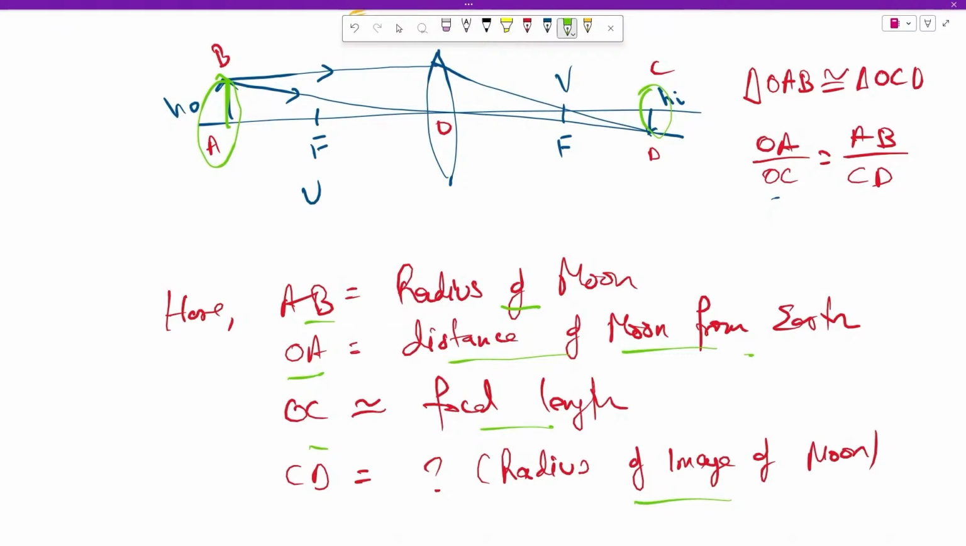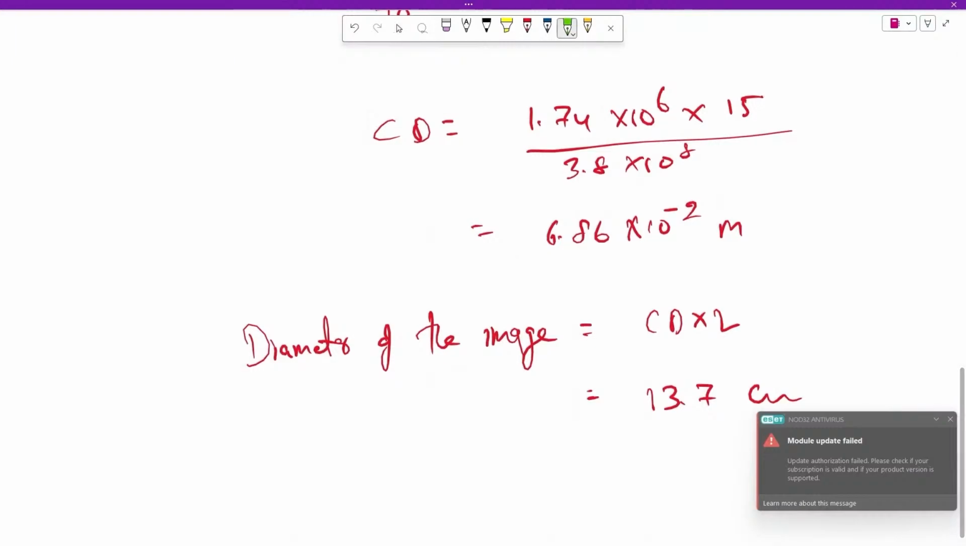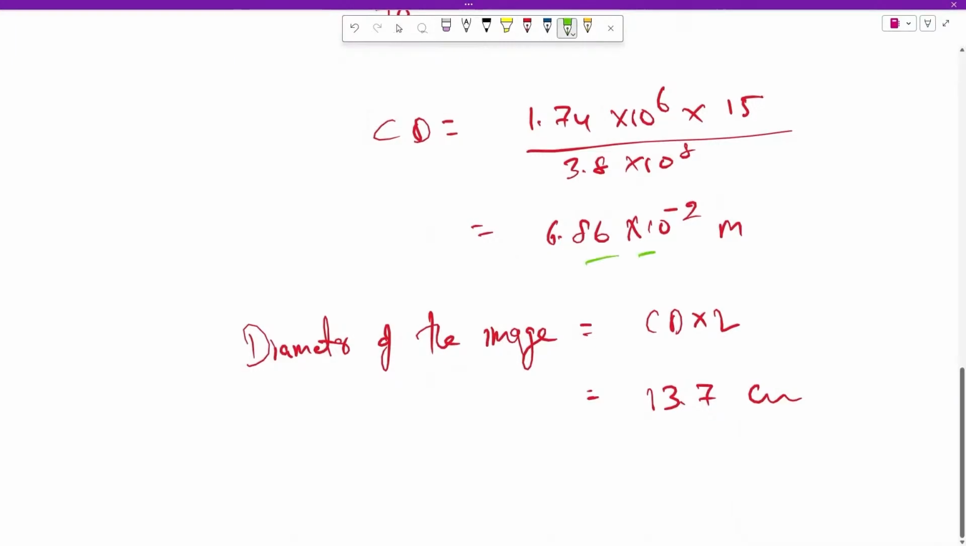And from the property of similar triangles, using this ratio, we can easily calculate the value of CD, that is unknown over here, that is the radius of the image of the moon. So substituting the values, we will get a value of 6.86 into 10 to the power minus 2 meter. So we can easily calculate the diameter of the moon now. The diameter of the moon would be equal to 2 times CD, that is 13.7 centimeter.